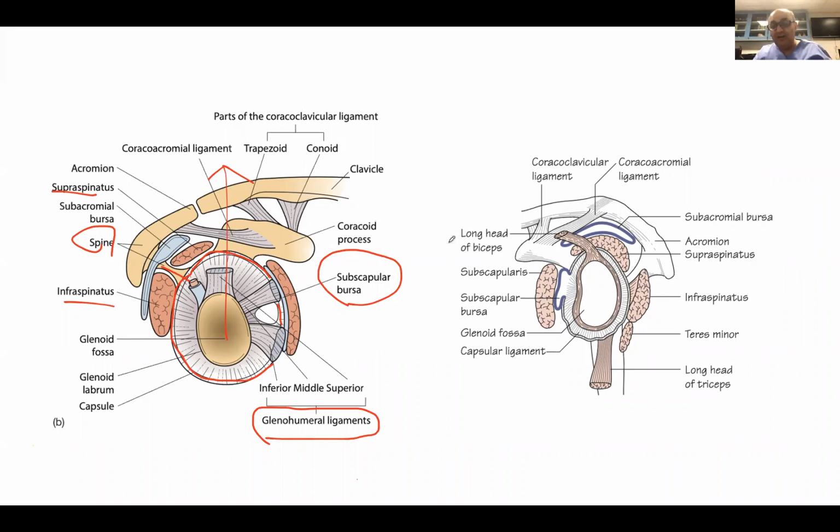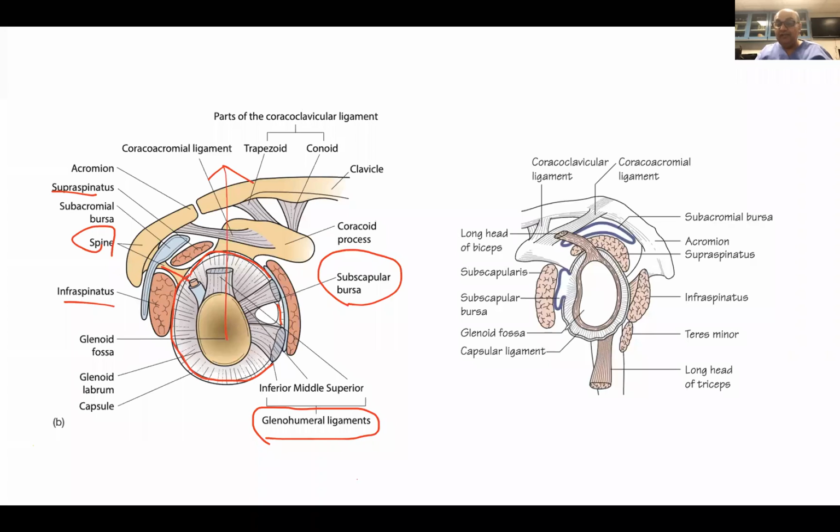So the same concept has been revised here. You can see that the long head of the biceps travels all the way, enclosed in a sleeve, passes between the bicipital groove, gets inside and blends here. Look at this glenoid cavity. It has been reinforced by this fibrous collar. We call it glenoid labrum. This is the glenoid labrum. This is the glenoid fossa.